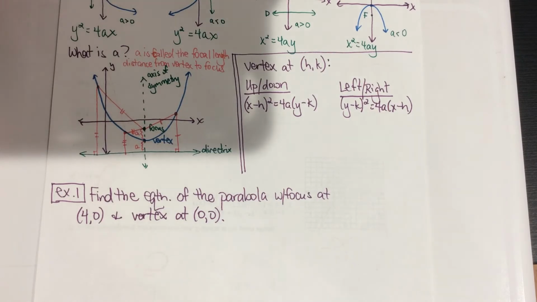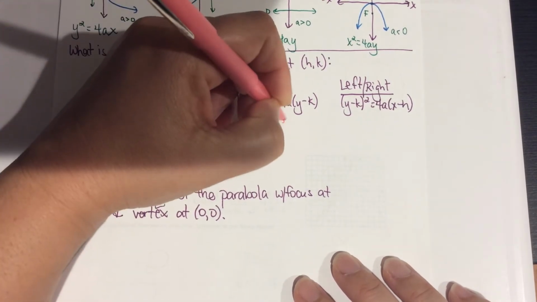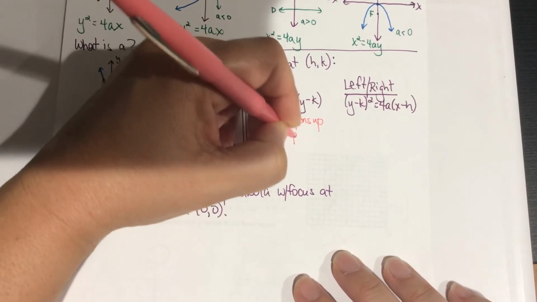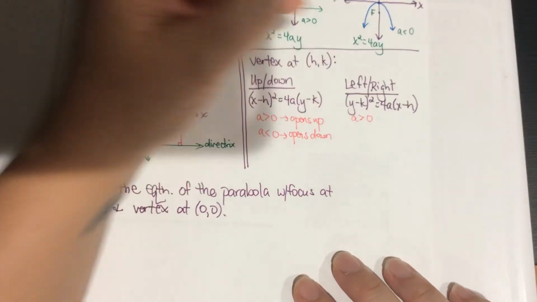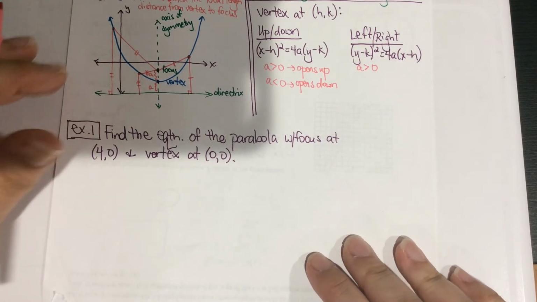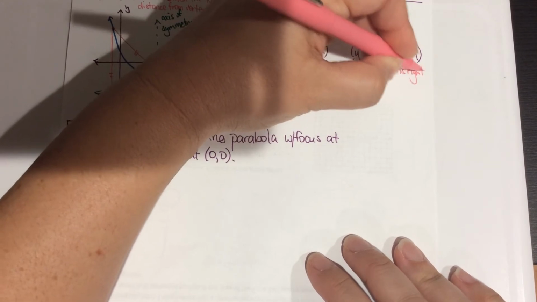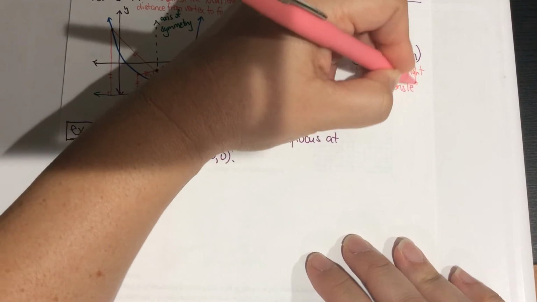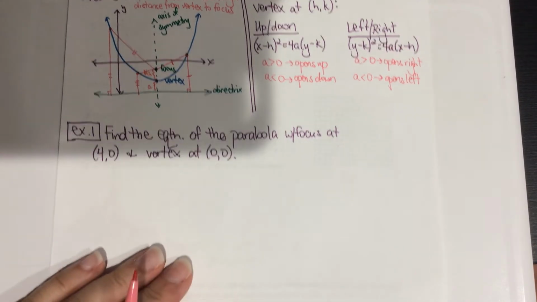And then the same is true for the up down. If A is greater than 0, then it opens up. If A is less than 0, then it opens down. And here, if A is greater than 0, I want you to think about that. Don't look at your graphs. Which would be the positive direction? Opens right. And if A is less than 0, then obviously the only thing that's left is left. All right, so let's do some actual problems here.